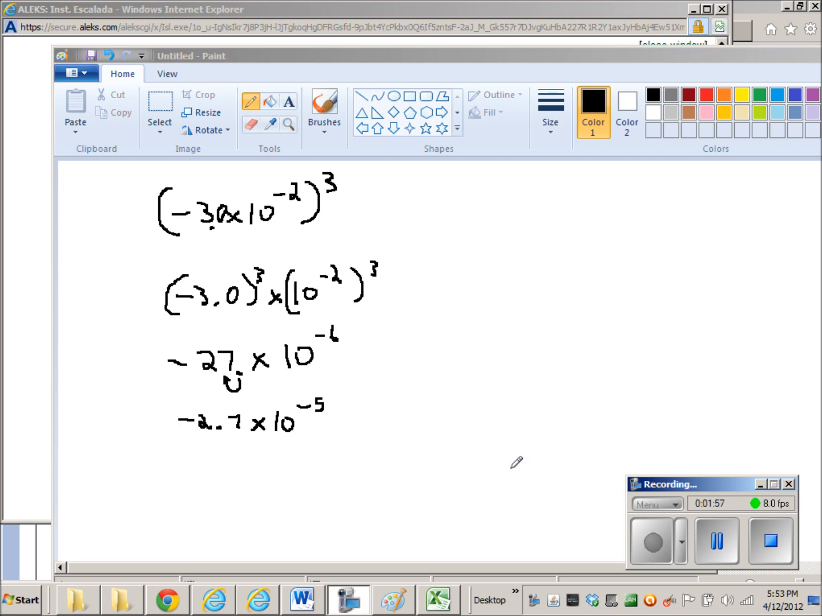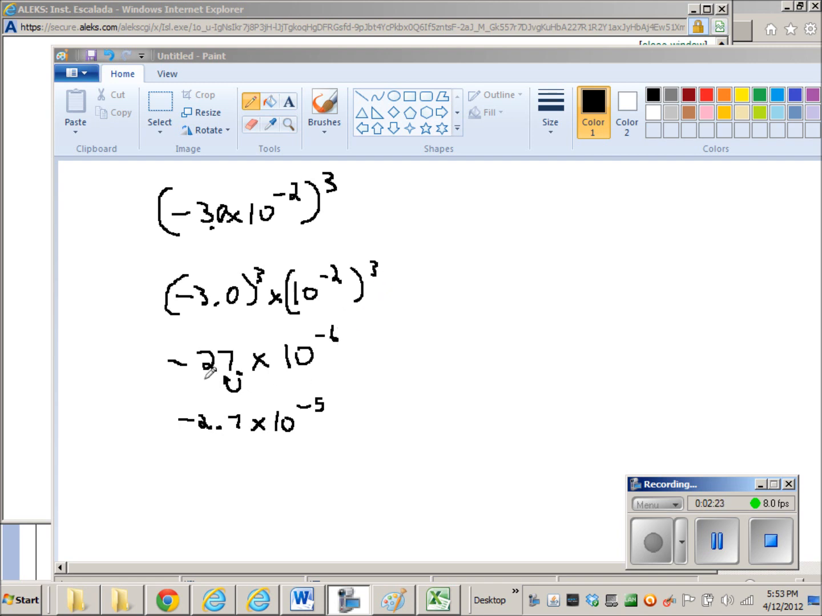So I kind of did this in 3 parts. First, I said, OK, this exponent, I'm going to apply it to each of these two factors separately. Next, I'm going to evaluate what the sign is going to be. Since it's a negative sign times a negative sign times a negative sign, it's going to be negative. And then I said, what's 3 to the third power? It's 27. What's this base 10 part to the third power? You multiply the exponents to get negative 6.